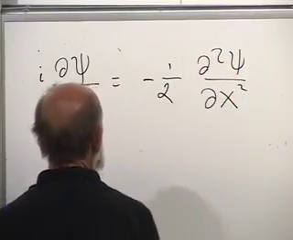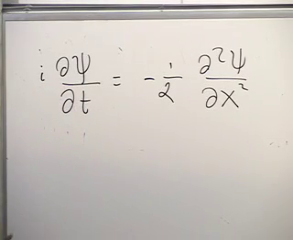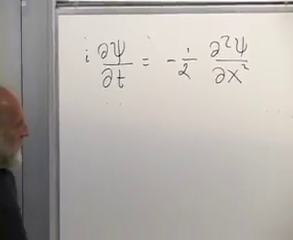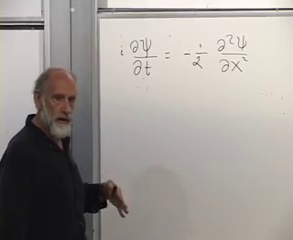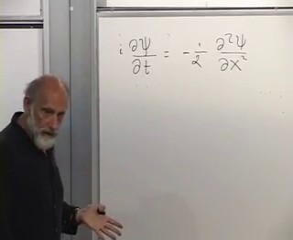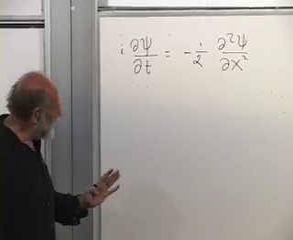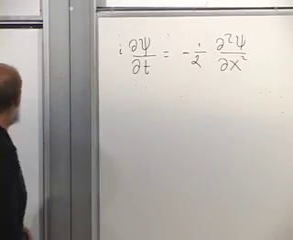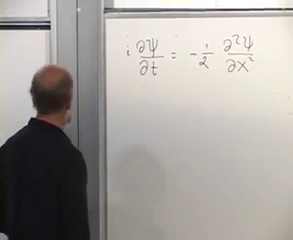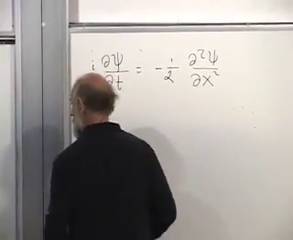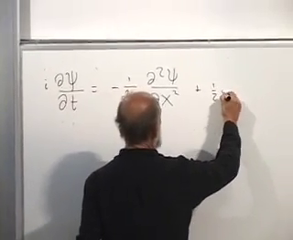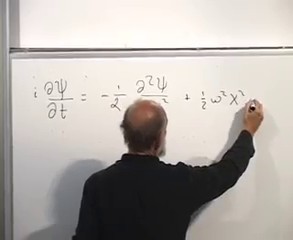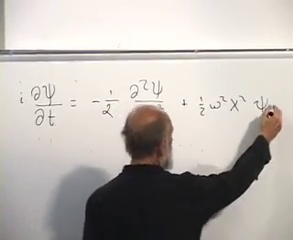Is that a partial t on the left? Yeah. Well, that's a partial derivative because it means you keep x fixed. This is the derivative of psi of x with respect to t, but at fixed x. Okay, good. This is the derivative of psi with respect to x at fixed t. Okay, so that's the first term, and the second term is plus 1/2 omega squared x squared times psi of x.